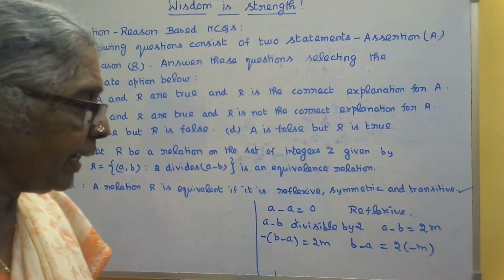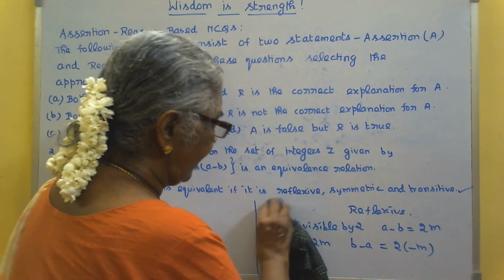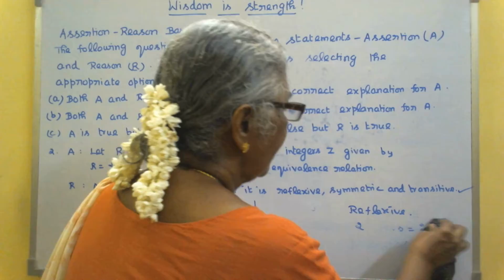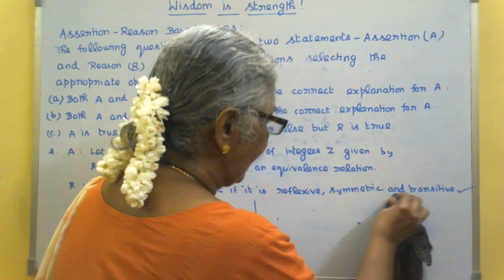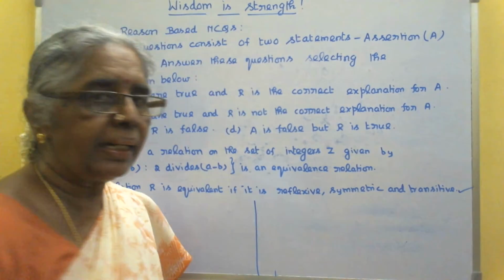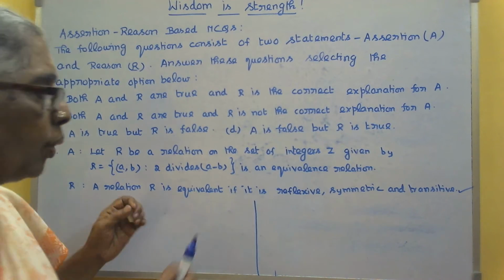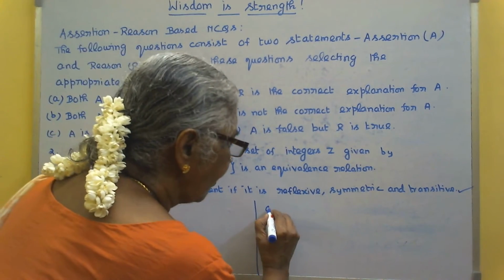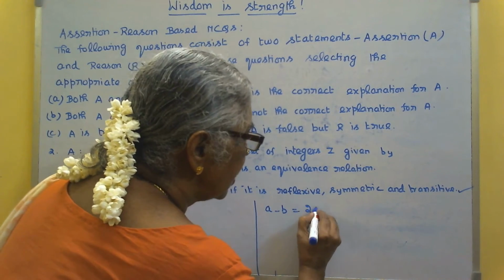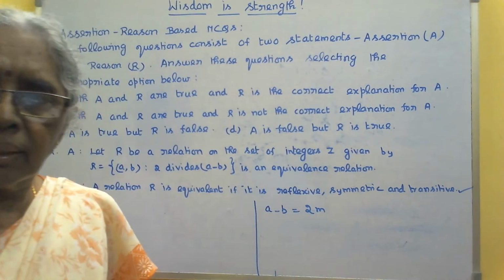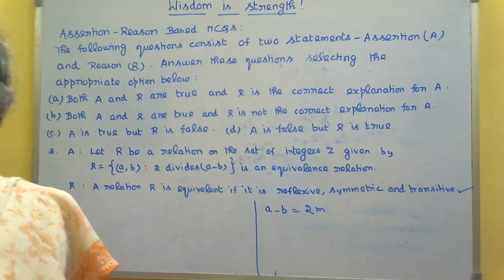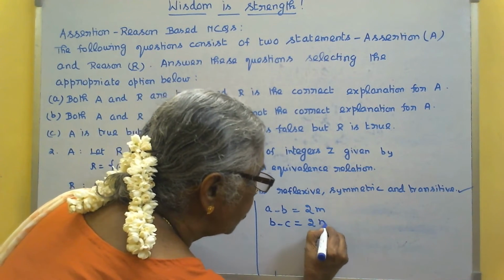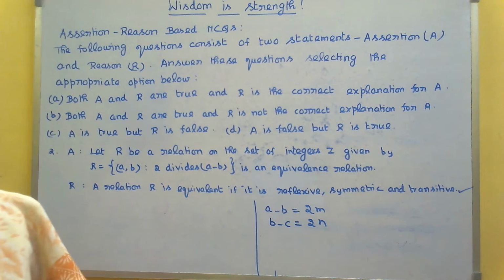What is transitivity? If A is related to B and B is related to C, that implies A related to C, we can call it as transitive. So, now your A minus B is divisible by 2. So, I can write it as A minus B is equal to some 2m, right? Then B minus C is divisible by 2. I can write B minus C is equal to some 2n because that is also divisible by 2.